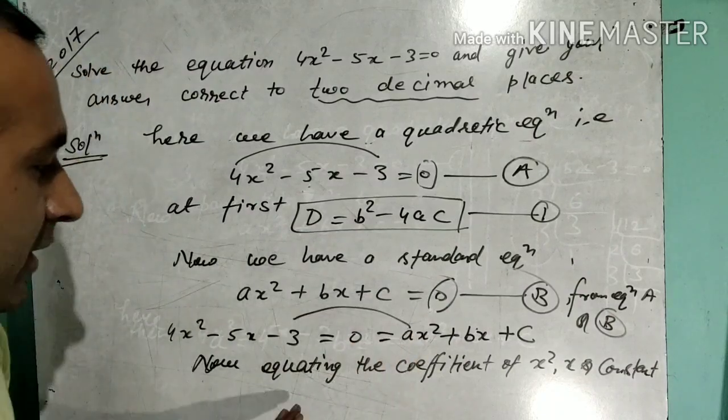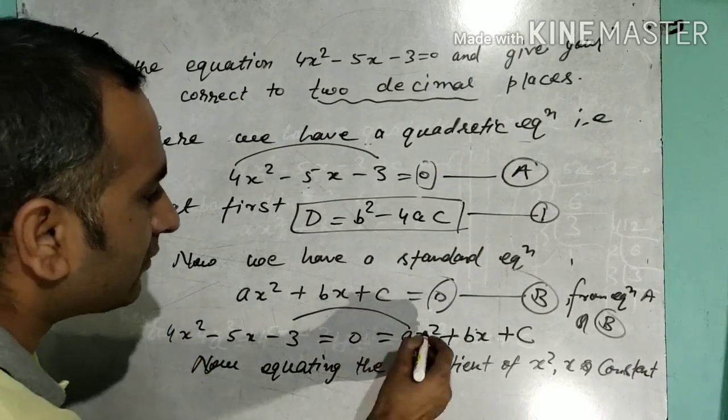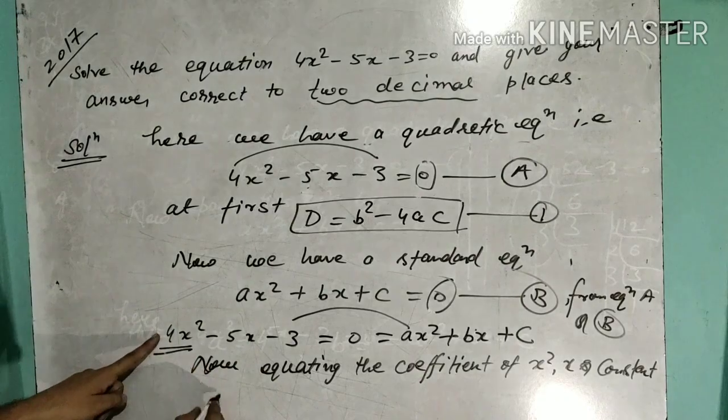Now we are equating the coefficient of x square. If I ask you, what is the coefficient of x square here? This is 4.